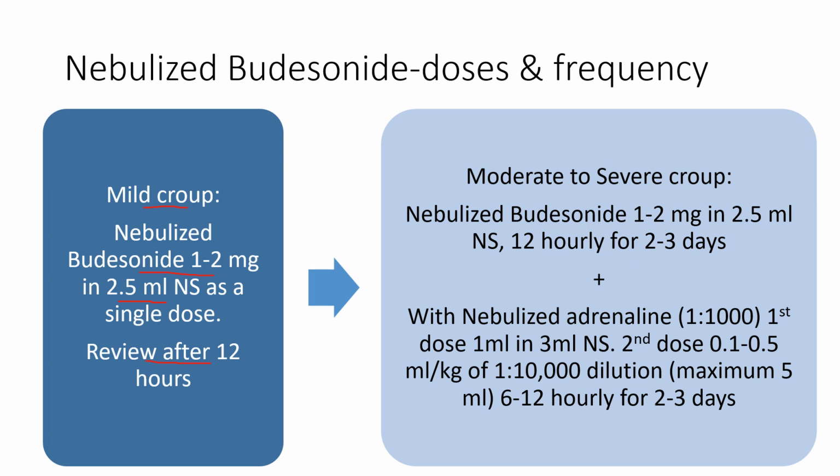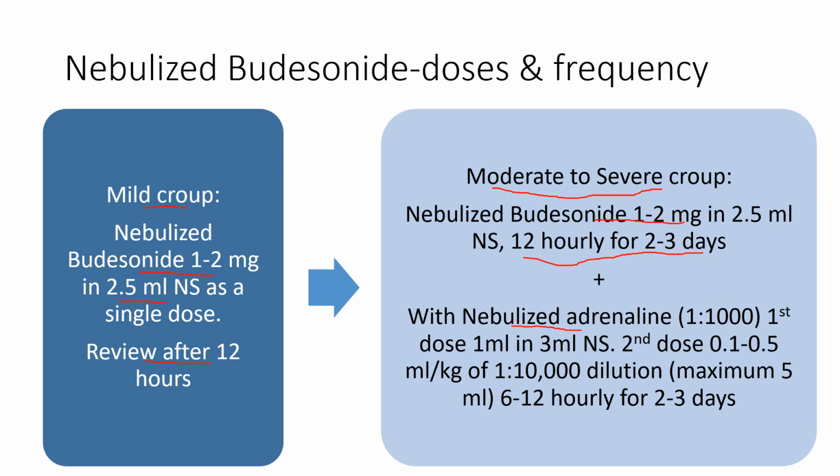In moderate and severe croup, when the patient has stridor even at rest, is not able to take feeds, and is either irritable or restless and does not have a normal conscious level, then we have to start nebulized budesonide 1 to 2 milligram in 2.5 ml normal saline every 12 hourly. We should continue for 2 to 3 days with nebulized adrenaline.